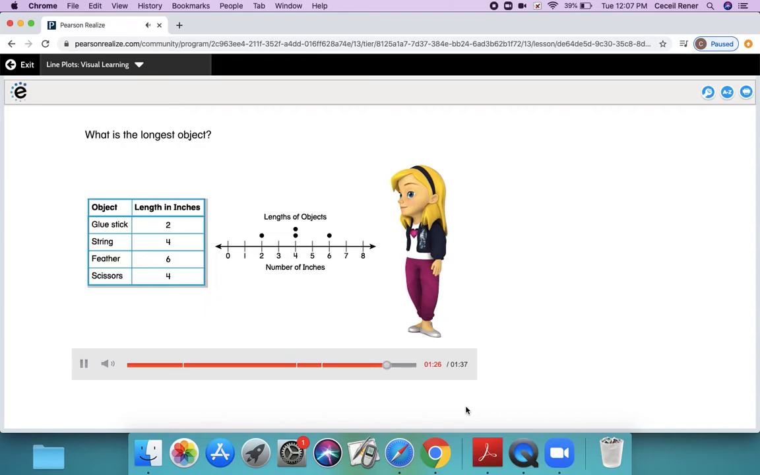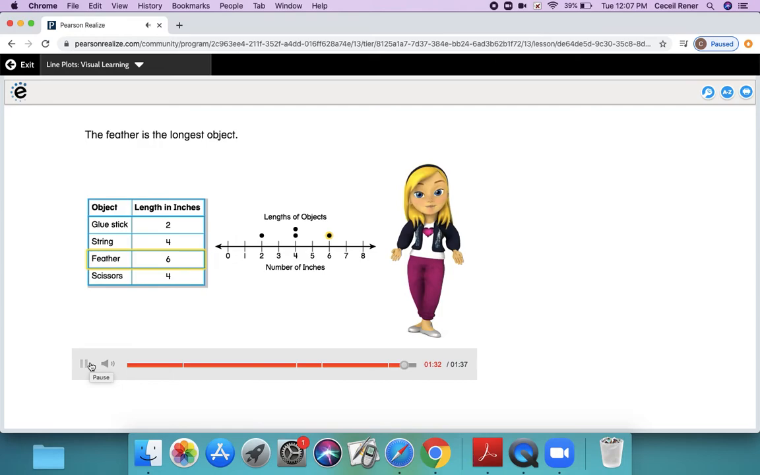What is the longest object? Okay, we just scan our eyes over to where the last dot is. It's at the 6. We look over here to see which object is 6 inches in length, and we could see that it is what, everybody? It is the feather. The feather is the longest object. Now you know how to use a line plot to display data. Very easy. I think we're going to do great with this.